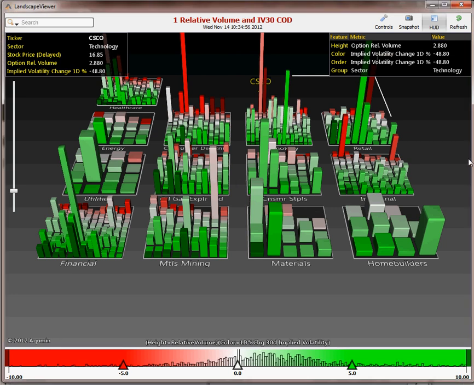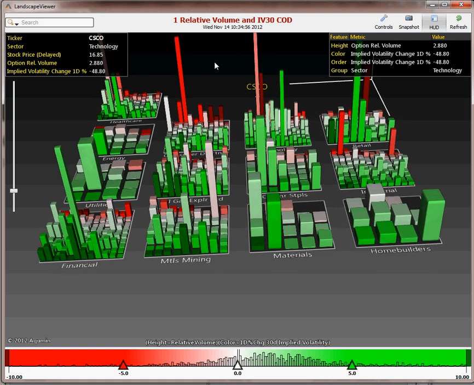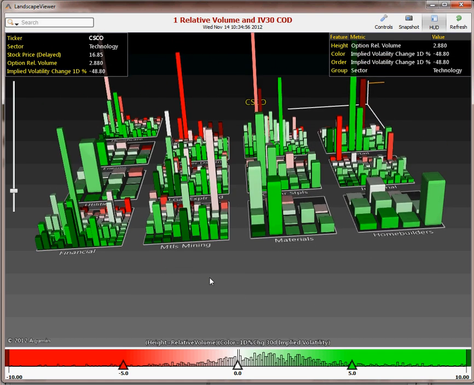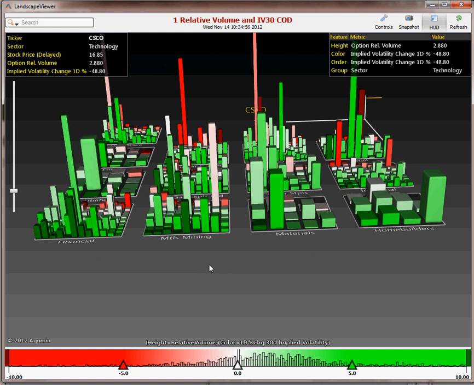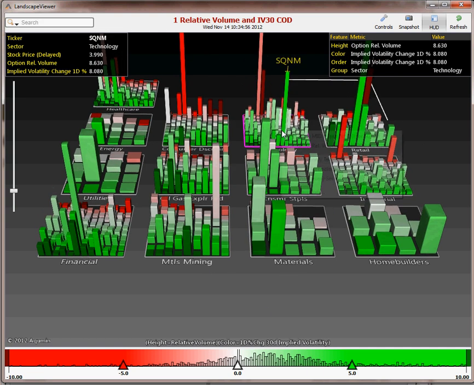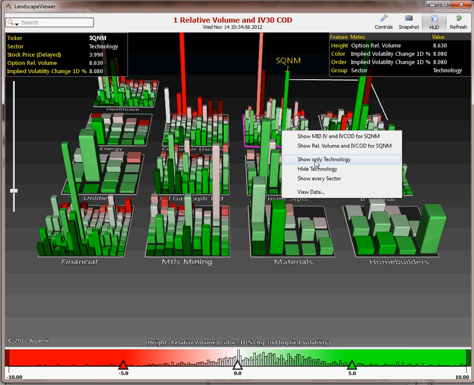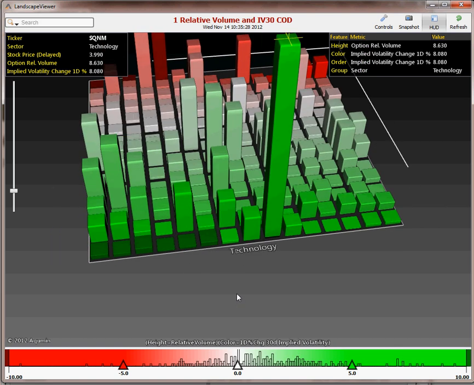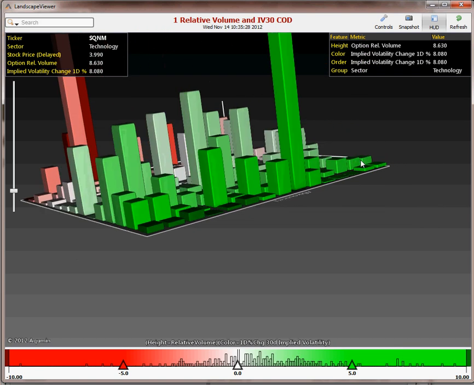All right, so we are looking at the sectors, and each building represents a stock: financial, metals, and mining. You could do quite a bit with this, twirl it, move it around. But what I like to do is, it looks like there's some activity going on in the technology sector, so you could right click on that and show only the technology sector.